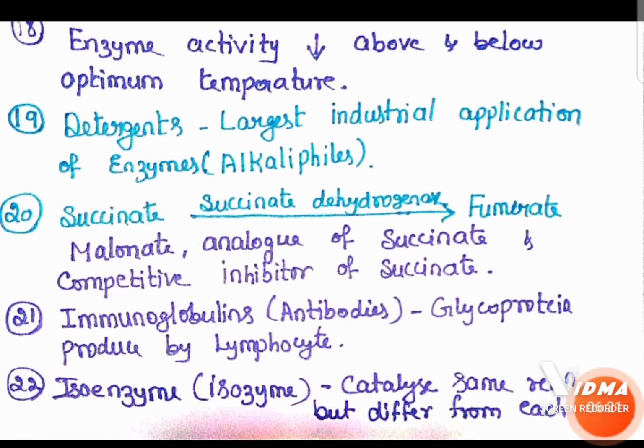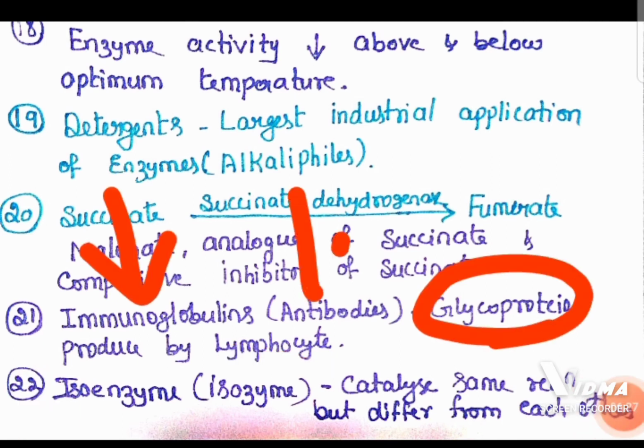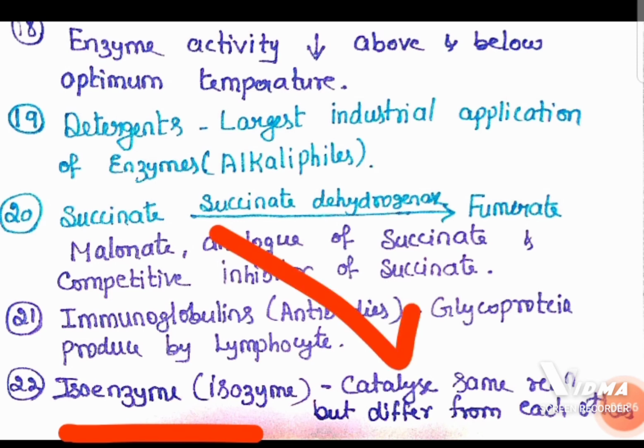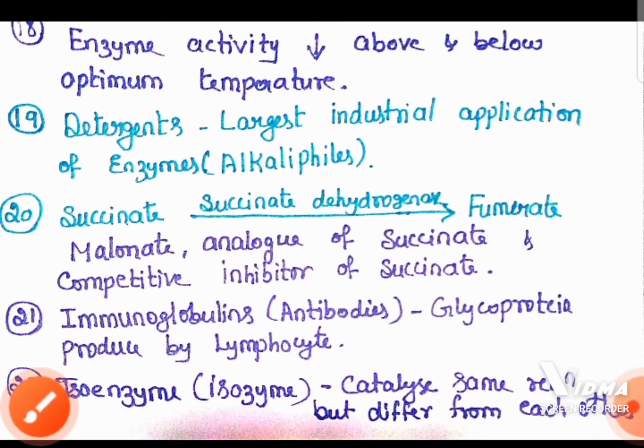And remember, our lymphocytes, our WBCs, are going to produce some glycoproteins. They are going to act as immunoglobulins or antibodies, an important part of our immune system. And isozymes or isoenzymes are the enzymes that catalyze the same reaction, but they differ from each other.